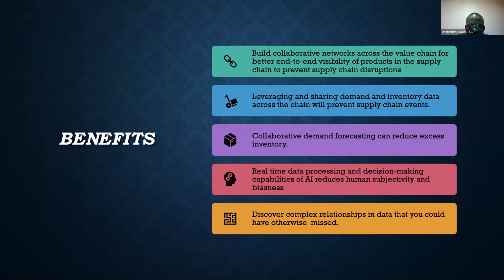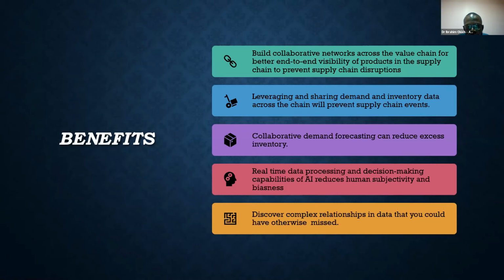Then there's also collaborative demand forecasting. If you can come together in the whole supply chain, let's say from manufacturing, distributorship up to hospitals, and collaboratively forecast demand, we can reduce the excess inventory that we have, and we can also reduce the number of expiring medications that we usually get.